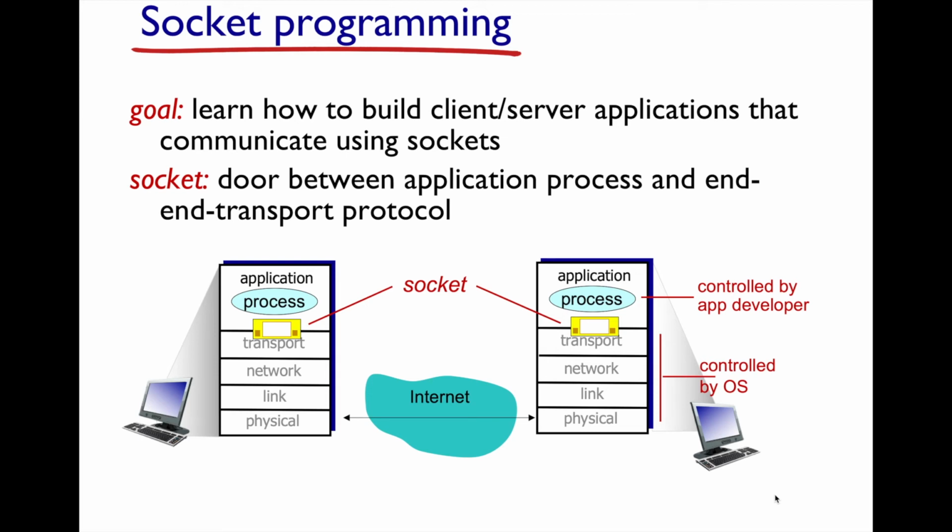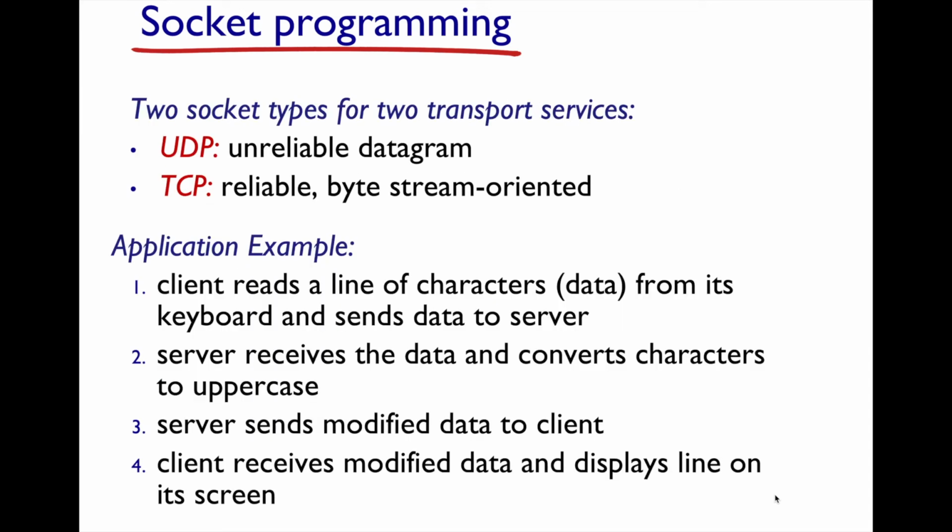If you're dealing with something like audio, where you can afford to have some corruption in your data, then you can afford, as an application developer, to use the unreliable version of the socket. Okay, so we have these two major flavors: unreliable datagram protocol, UDP, and transmission control protocol, TCP, which is the reliable, as it's called, byte stream oriented transport.